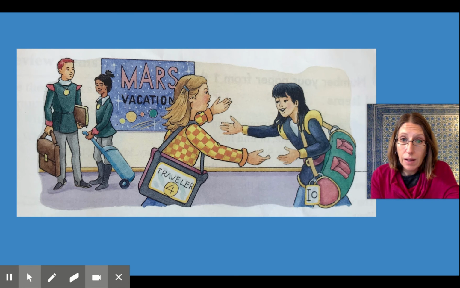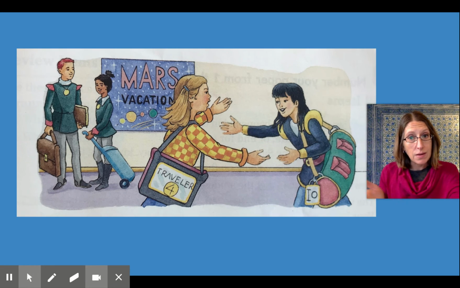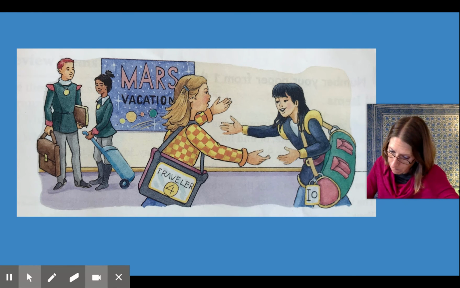Yeah, she probably got the 11th highest score. Because remember, the students who got the 10 highest scores get to go on the trip. But one student got sick. So probably the next student who would get to go was the person who got the 11th best score.